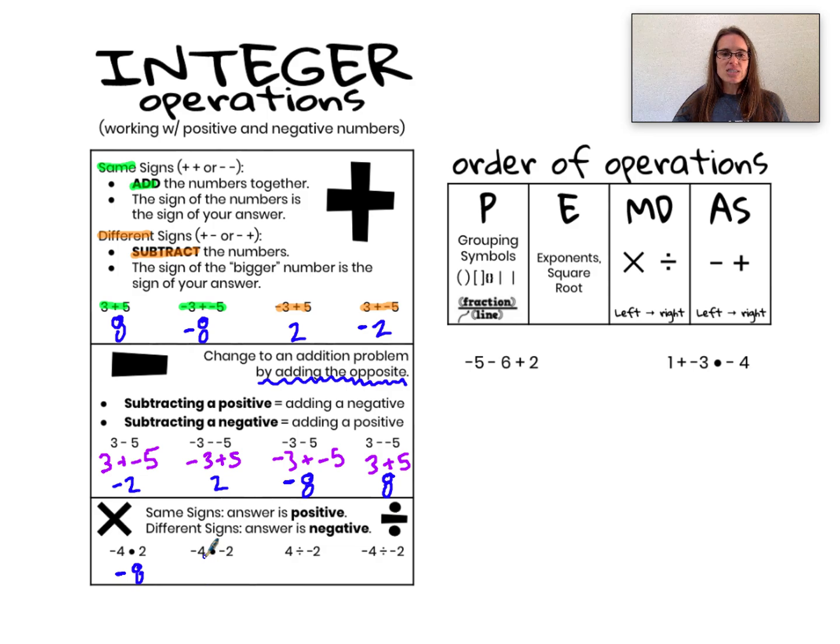Here, however, I still multiply 4 by 2, which is 8. But since both of my original integers had the same sign, they were both negative, my final answer is positive. So -4 times -2 is +8.